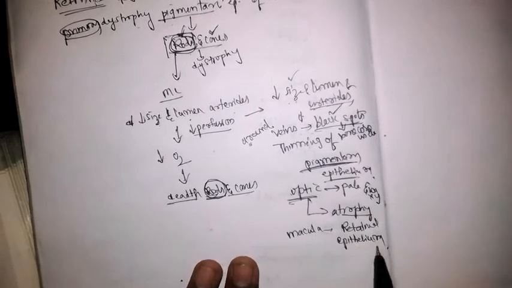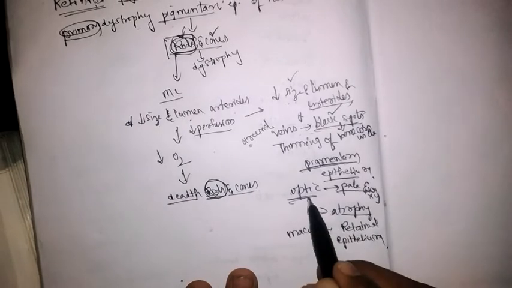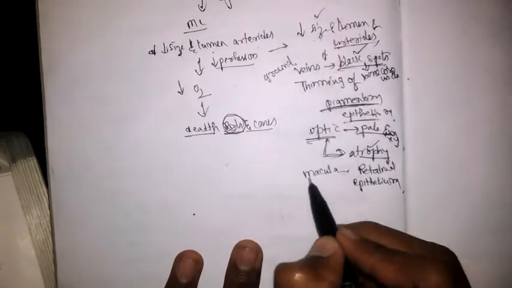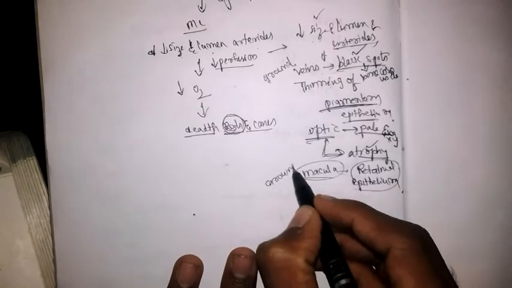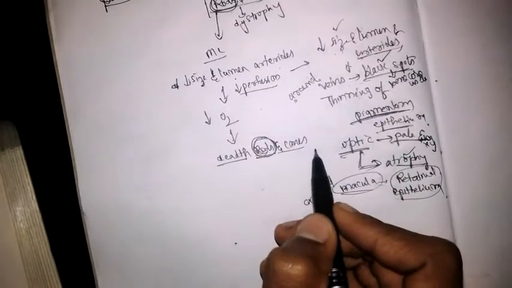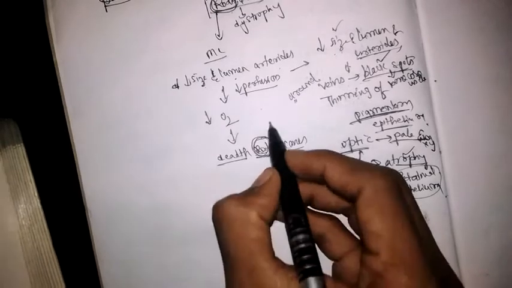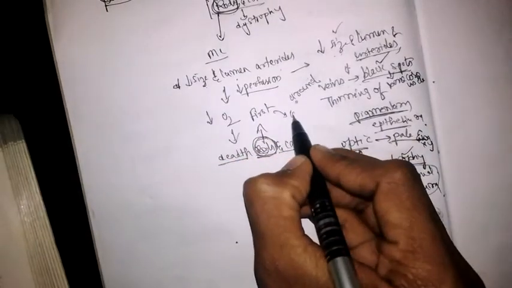At the optic disc level, initially it will be pale and waxy. After that the optic disc will also undergo atrophy. Around the macula you see retained epithelium. As I told you, rods are most commonly involved, and these are the first things to get affected. First rods will get affected, and later on cones will also get affected.